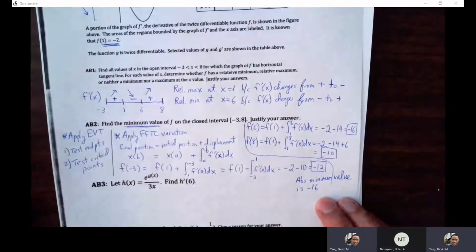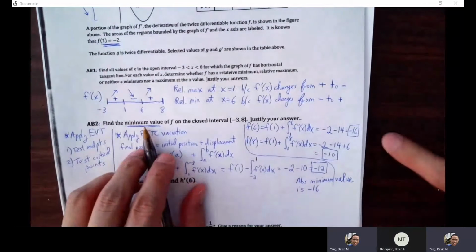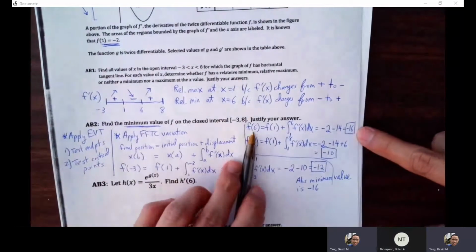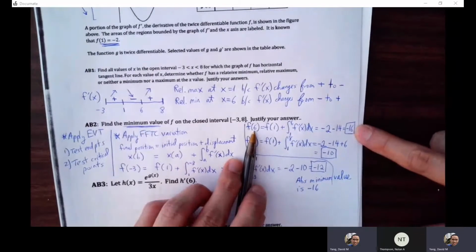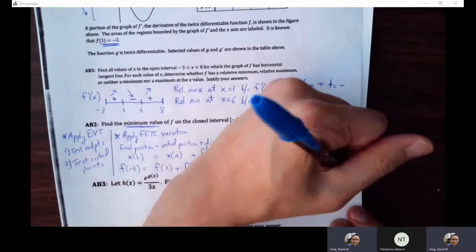And then the x value is not that important. It's just asking for the minimum value, so we really don't have to say where it's located. We just have to say what that value is.